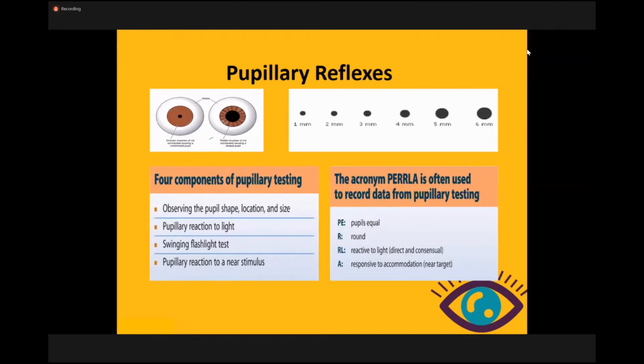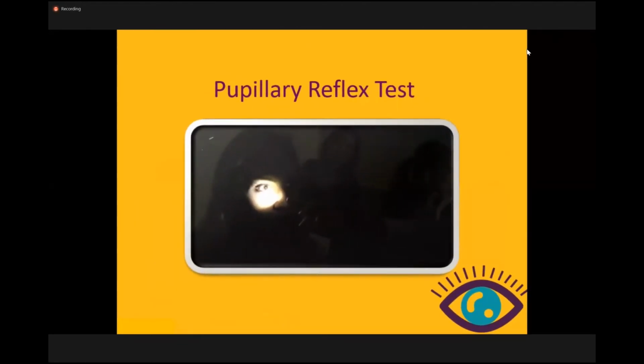So, last time we discussed pupillary reflexes. Let's see if the shape is okay, the reaction to light, the swinging flashlight test, and the pupillary reaction to a near stimulus. And let's see whether the pupils are equal, round, reactive to light, direct and consensual, and then responsive to accommodation and near target. And I have shown you this video on how to do it.